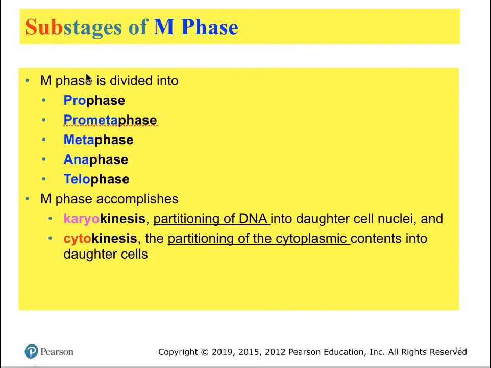Recapping what we mentioned earlier, the M phase is divided into 5 internal subphases. One must also know that the purpose of M phase is to divide the DNA between the 2 daughter nuclei, and that's called karyokinesis. Karyo means DNA, kinesis means separate. And eventually, once the DNA has been separated equally into the 2 daughter nuclei, the cell itself has to be divided, and that's called cytokinesis, the partitioning of the cytoplasm.